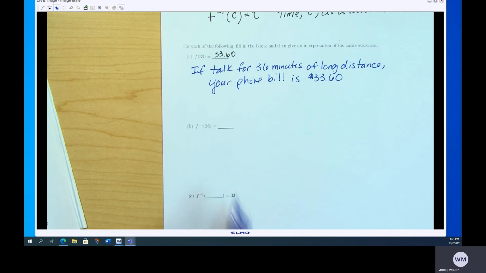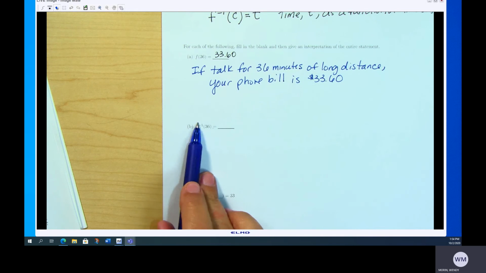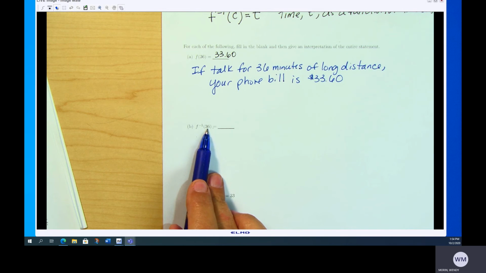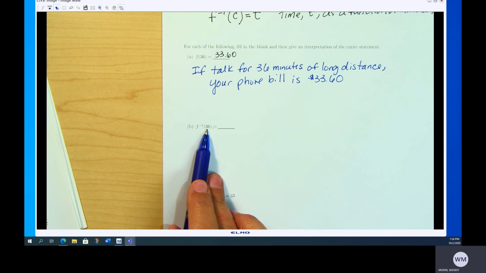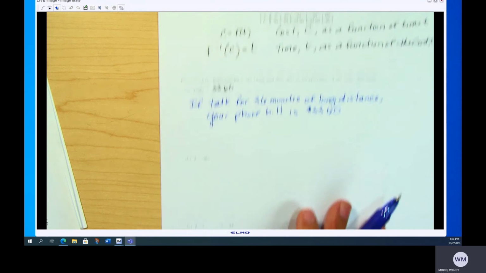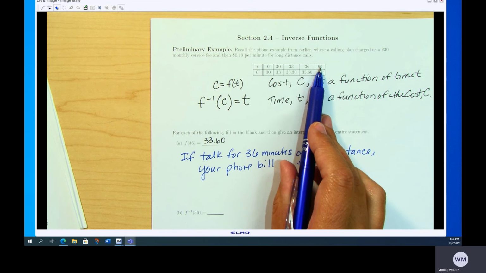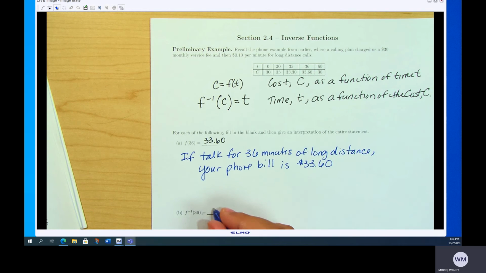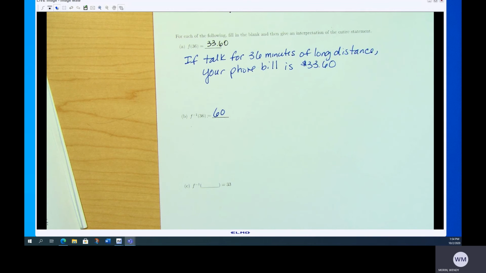Okay, but let's look at this notation. Does this mean they want to know what the output is? So is 36 our input or is 36 our output? So in this case, it's the inverse notation. So 36 is our output. We're thinking backwards now. So if 36 is our output, our input is 60. So what does that represent?